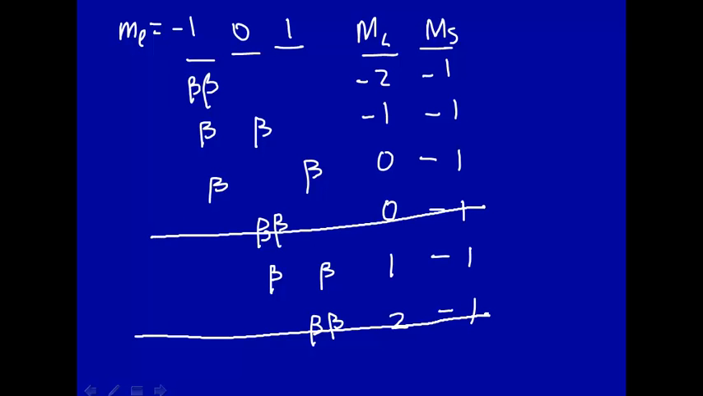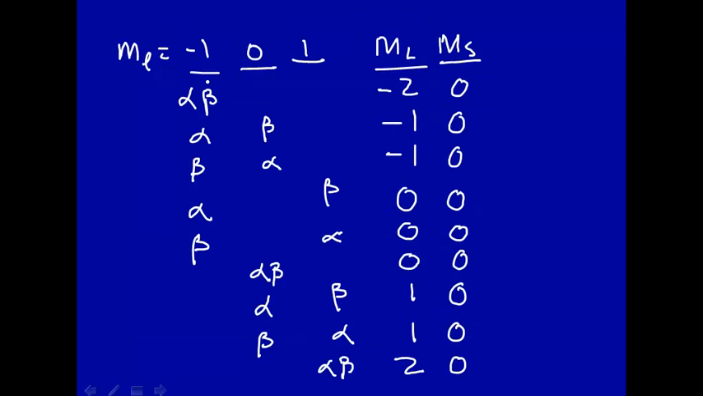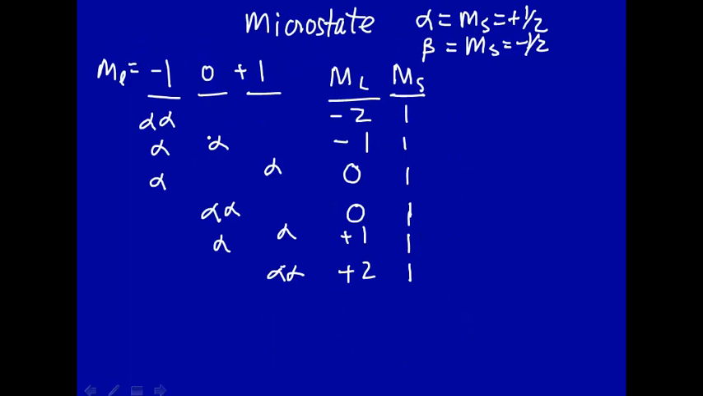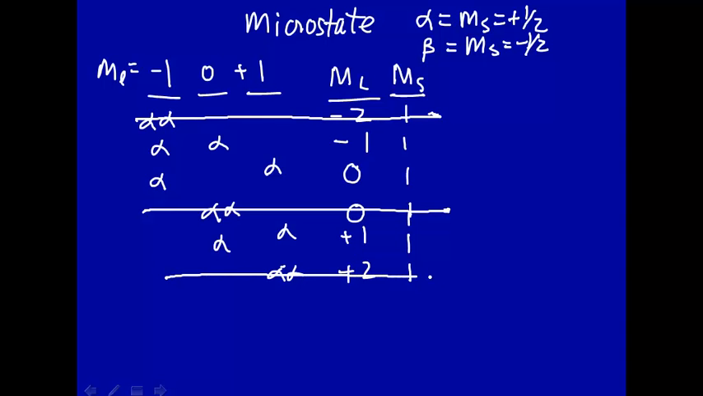You can't have two electrons having the same quantum numbers. That also gets canceled out. If we look at this one, that's okay. We have M sub s equal plus 1/2 and minus 1/2. No problem there. Here we have the same kind of problem. Both spins are pointing up, so we get rid of that. It violates the Pauli exclusion principle.